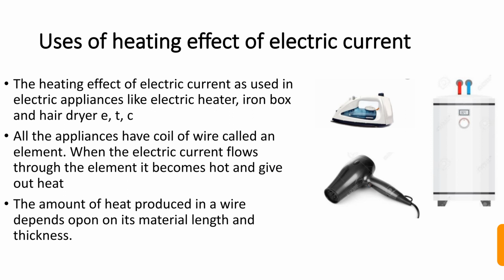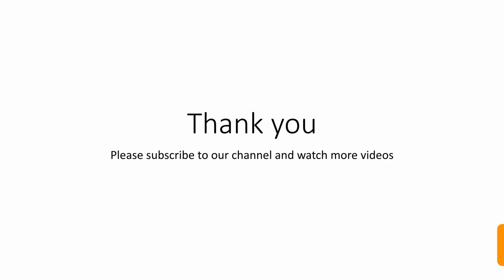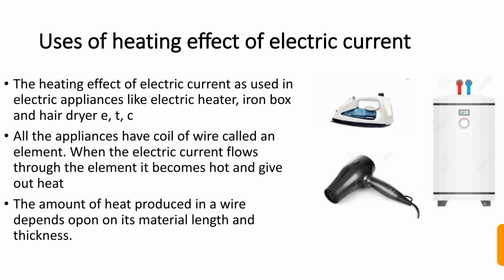The heating effect of electric current is used in electric appliances like electric heater, iron box, and hair dryer, etc. We use it in the iron box, the hair dryer and the water heater. All these appliances have a coil of wire called an element. When the electric current flows through the element, it becomes hot and gives out heat.